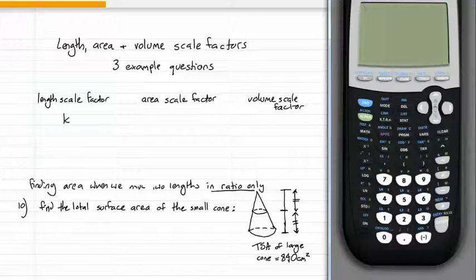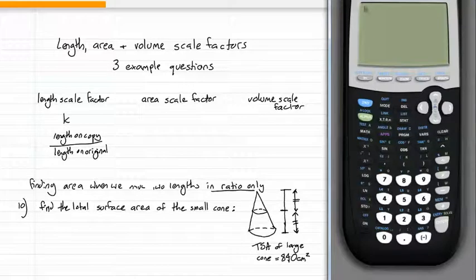We get our length scale factor, which we call K, by doing a length on the copy divided by a length on the original. And that division will give us the multiplication factor to get a new length on the copy if we need it. We call that scale factor K, or length scale factor.